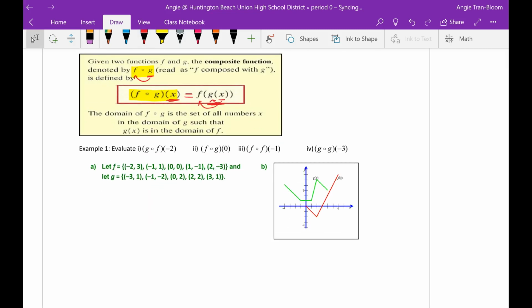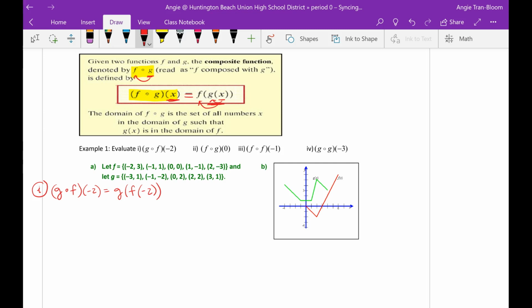Example 1. Evaluate 1i, okay? So let's do A first. So 1i says you are asked to do g composed with f of negative 2. By definition, this is g of f of negative 2. So we're composing g of f of negative 2, okay?